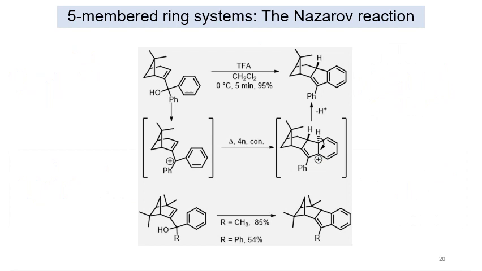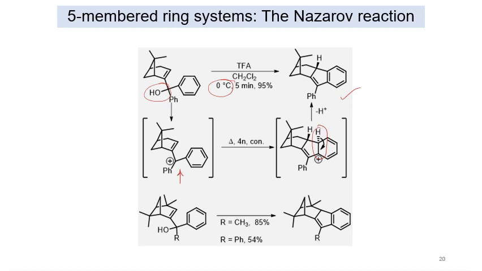This is a beautiful example of the Nazarov reaction, where you can see here the bicyclic systems undergo Nazarov reaction and ring closure in the conrotatory manner at 0 degrees Celsius. First, the generation of the cation from the starting alcohol leads to this particular species. It is a highly stabilized species, undergoes a 4n conrotatory ring closure followed by loss of a proton to give you this particular product.